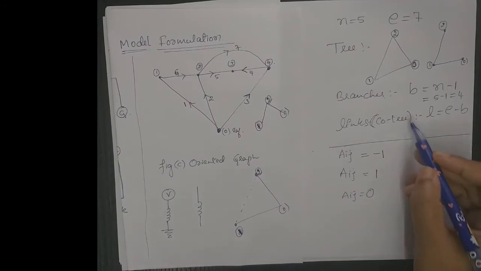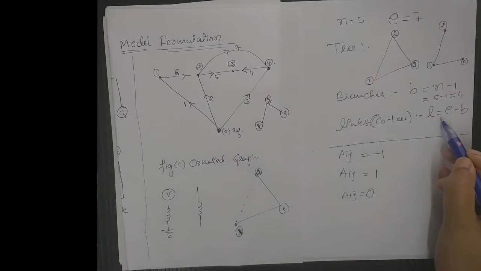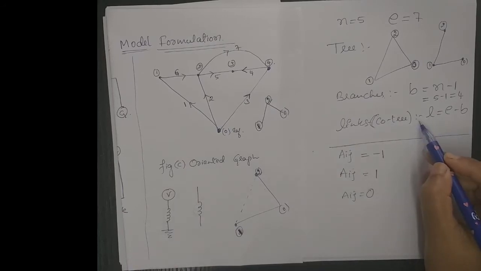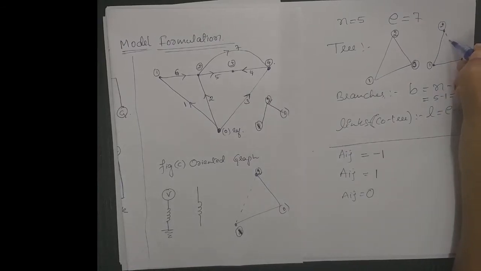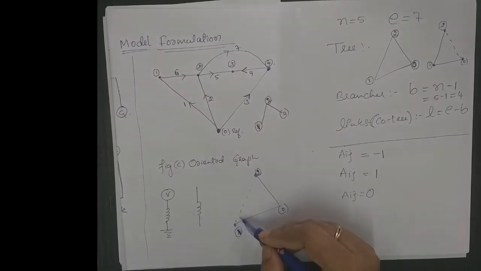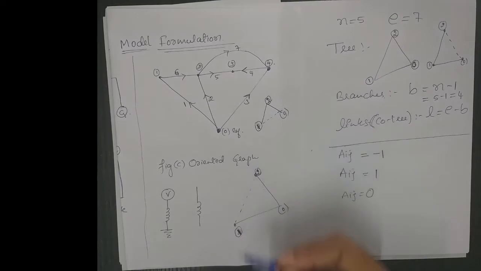And links, we have to calculate the links. Links are also called the co-tree. The formula to calculate the links is L equal to E minus B. Before that, we'll see what a link is. Links are those elements of the connected graph that are not included in the tree. A link is represented by a dotted line. In this particular network, this can be a link, and this can be a link.